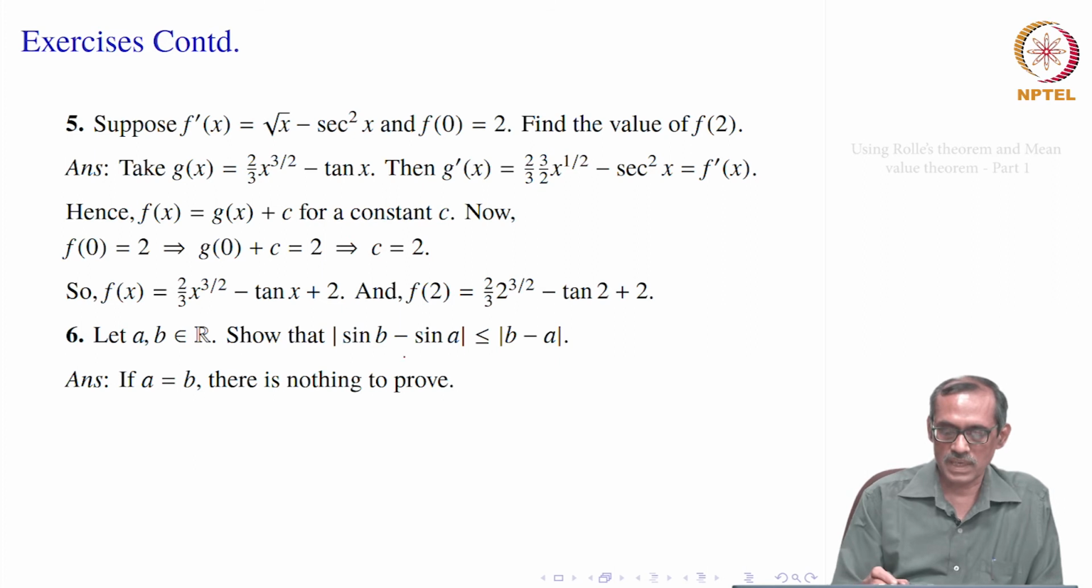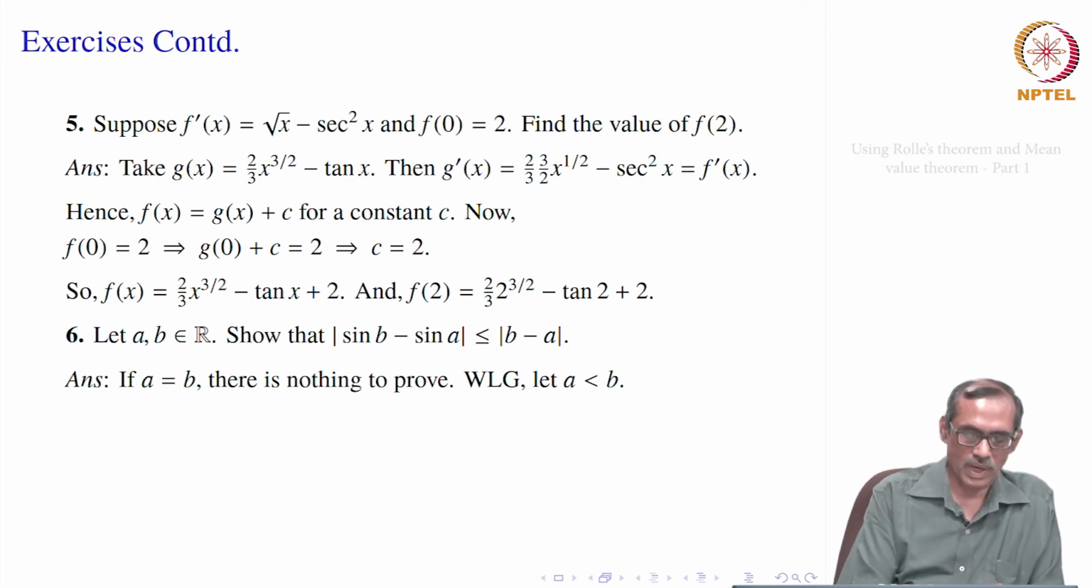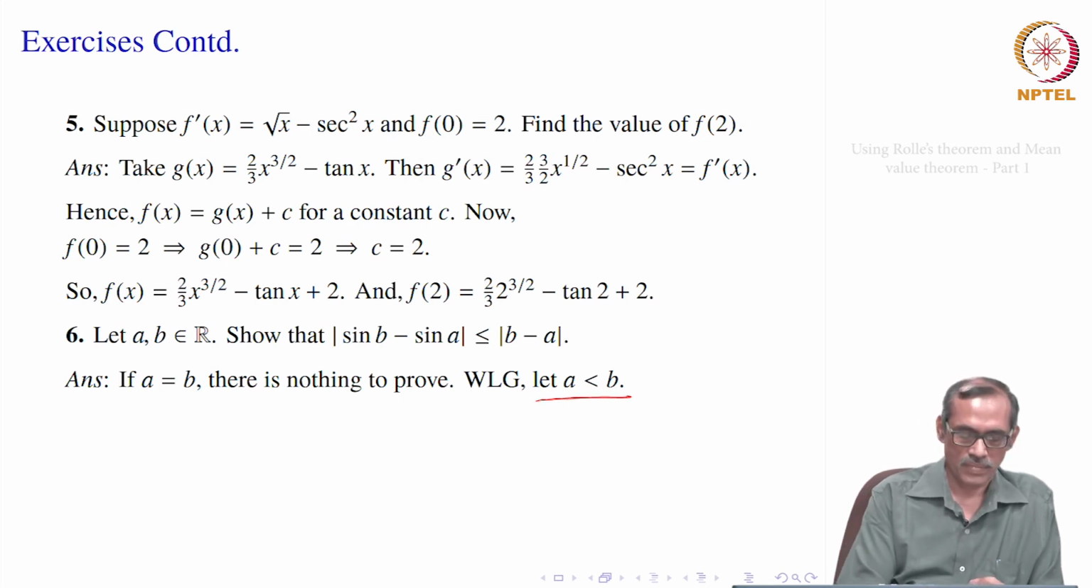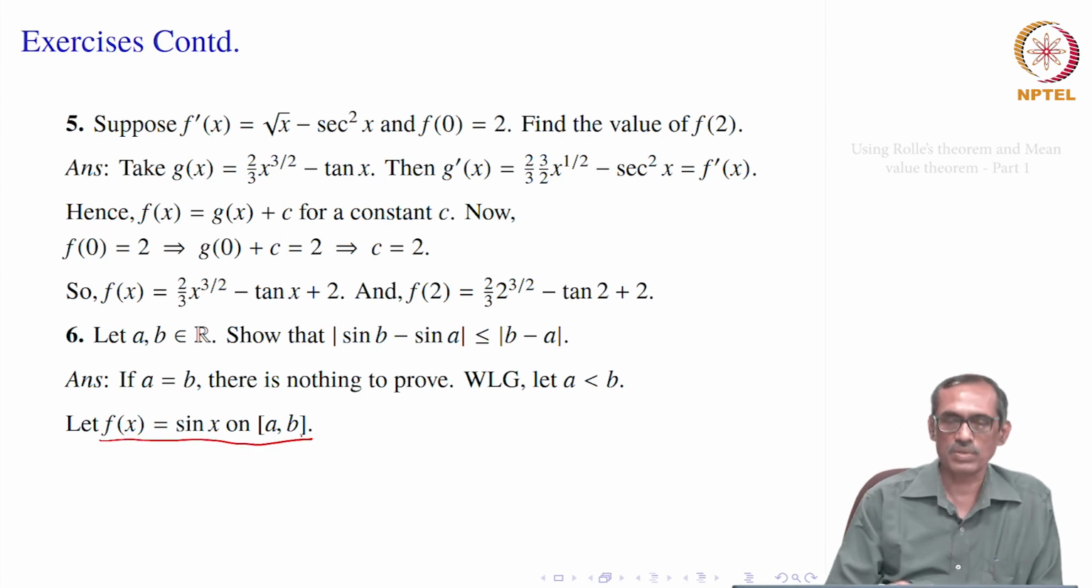Okay. So, first thing is we notice that if a is equal to b, because they are any real numbers, they can be equal. If they are equal, then sin b equals sin a, and on the other side b minus a is 0. So, 0 less than or equal to 0, there is nothing to prove. So, assume that a is less than b, one of them is less than the other, say without loss of generality, a is less than b. Now consider the function f x equal to sin x on this closed interval a b. Why this closed interval? Because this side is f b minus f a and the other side is b minus a. So, we think we can apply the mean value theorem.